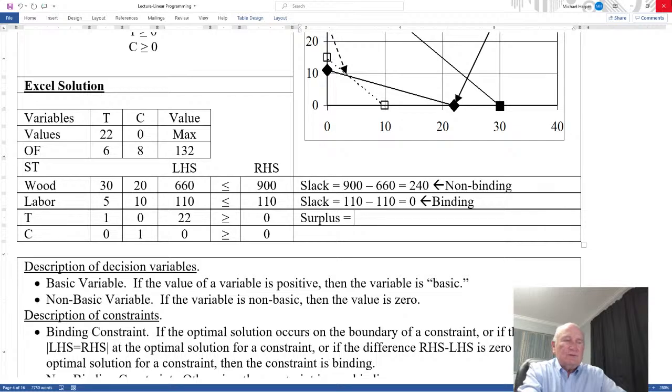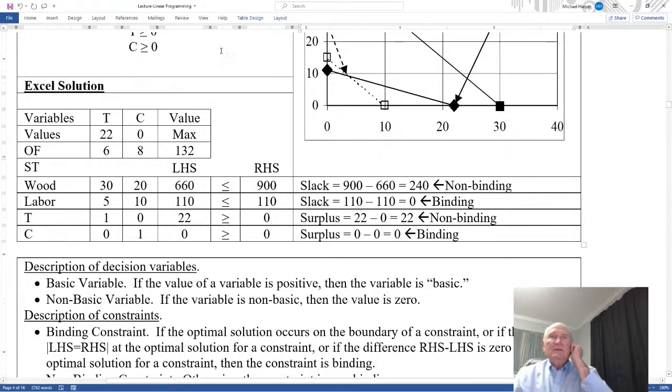And that equals 22 minus 0 equals 22. Okay. And that's referred to as non-binding. Okay. And then the surplus here is 0 minus 0 equals 0. And that's referred to as a binding constraint.